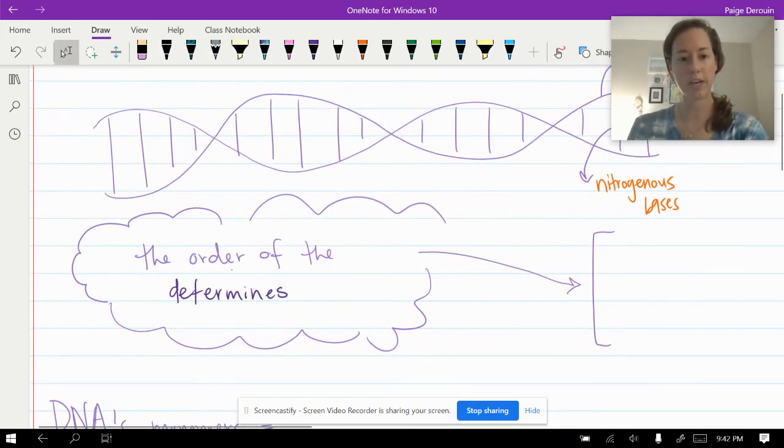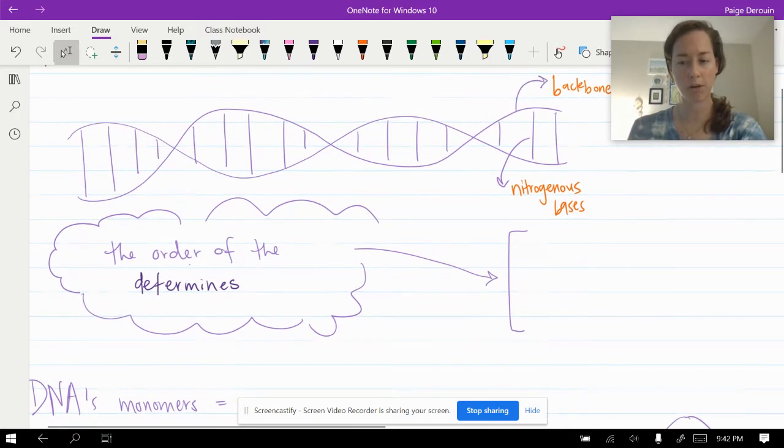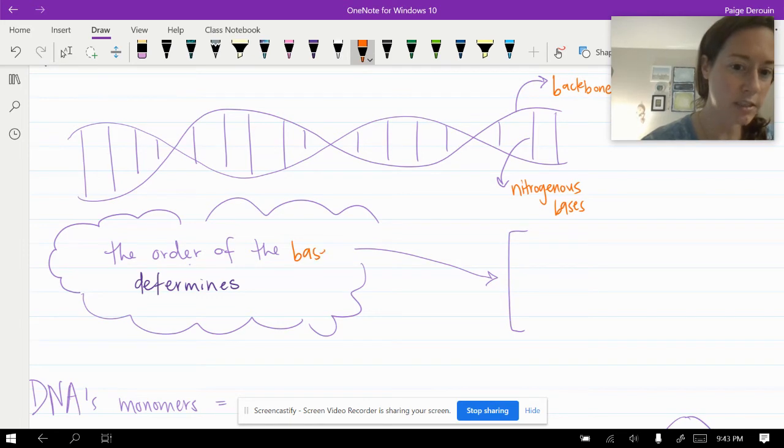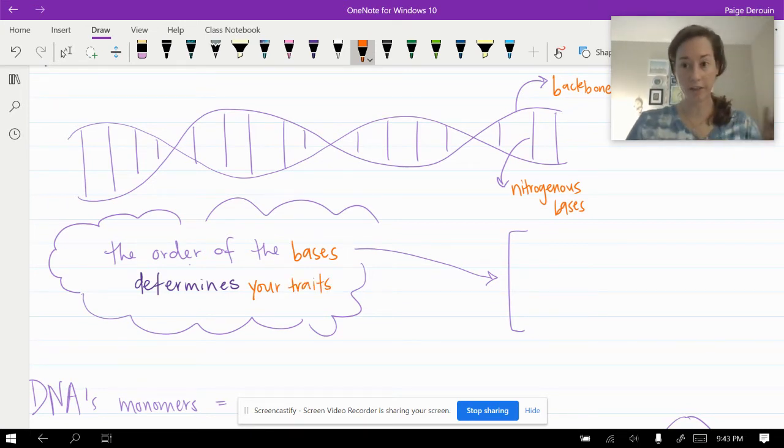So if we come back over here, one of the most important things that I can tell you about DNA is how it codes for your traits. How it codes for your traits is by the order of the nitrogenous bases. I'm going to say the order of the bases determines your traits. Literally, my bases being in a different order is the reason that I look different than you, and the reason that you look different from everyone that you know, unless you're an identical twin.